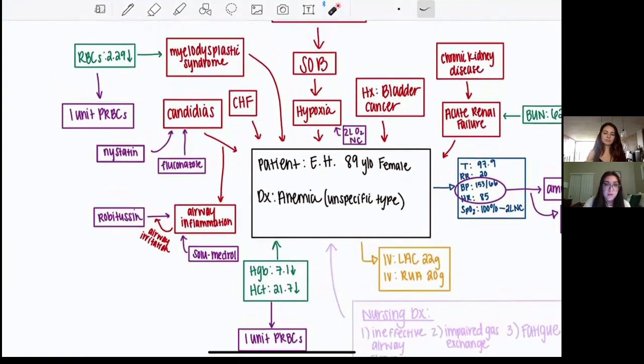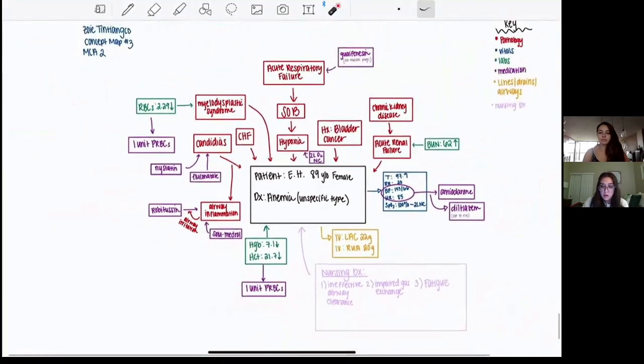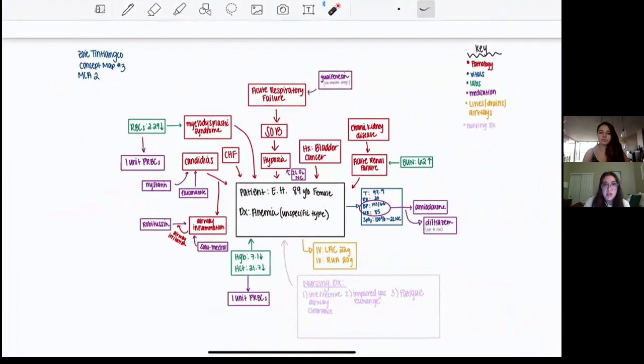Or, my patient had red blood cells that were super low, so that's why we were giving 1 unit of PRBCs. So I like to be able to draw it out, like I said, just to make those connections. But as long as you have your key and you're labeling different things, you can just do it whatever way works best for you.